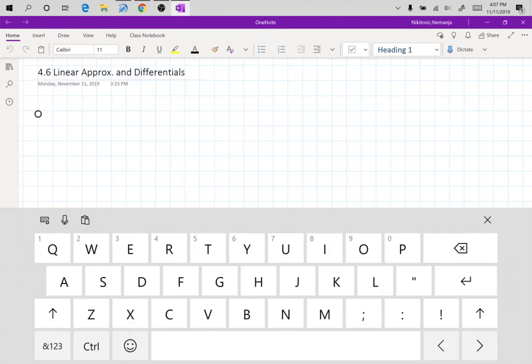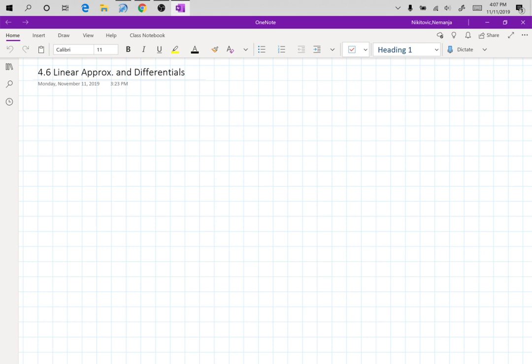Hello and welcome back to Calculus 1, section 4.6 on linear approximation and differentials. So now we are going to honor our ancestors and figure out the way they used to compute values.